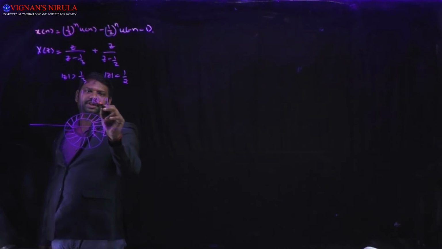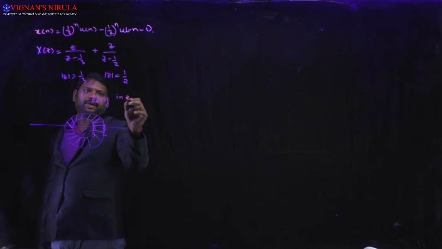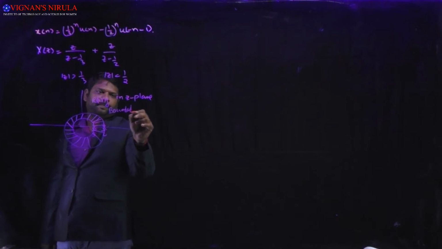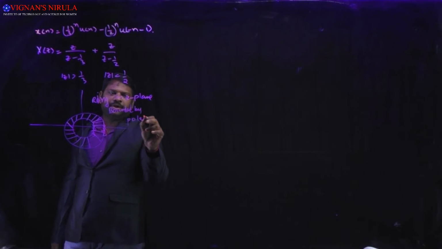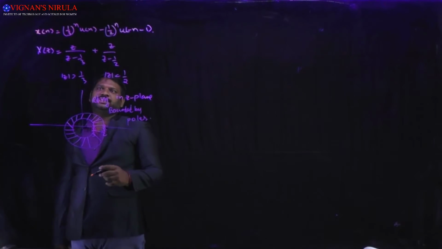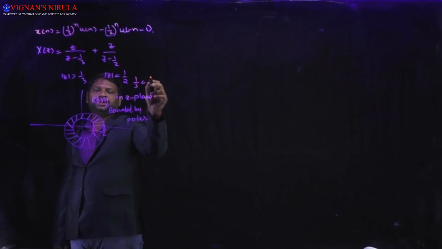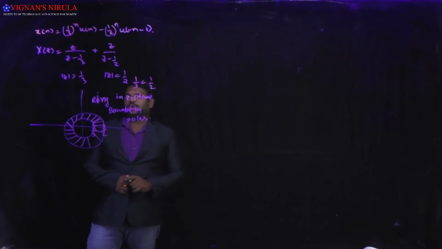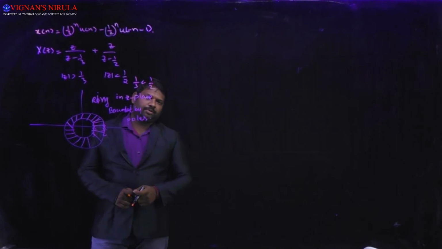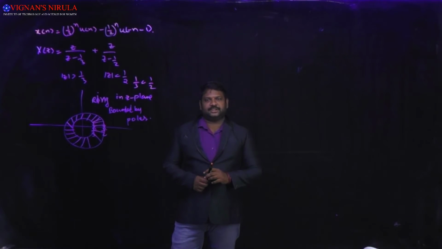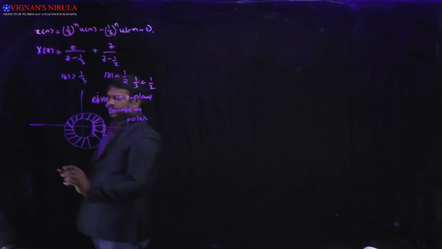The ROC is a ring in the Z plane bounded by the poles. When this is the case of 1/3 less than 1/2 and properly taking these values. Otherwise, in some cases we will not have the ROC as well as its Z transform, but in a particular case we can get its Z transform by showing this particular example. And similarly, that is the third point.